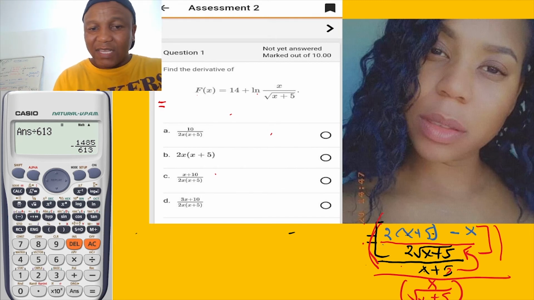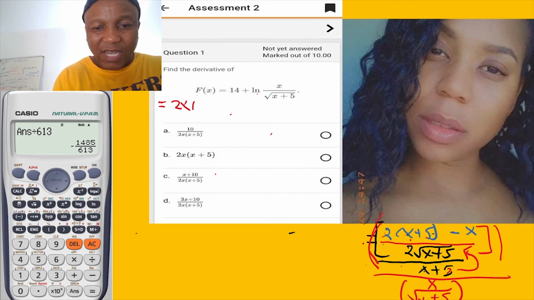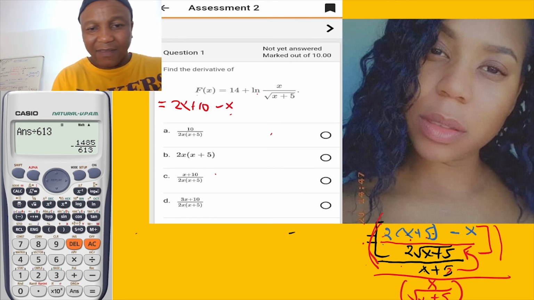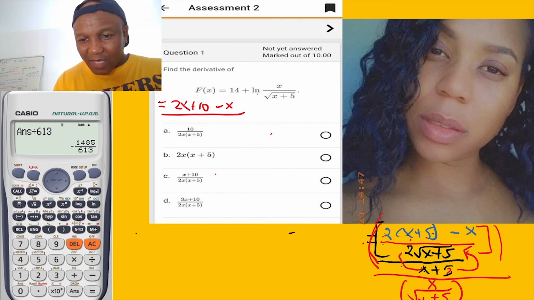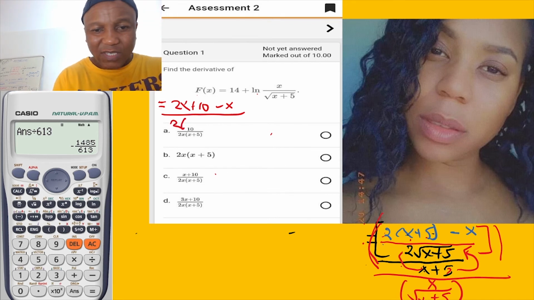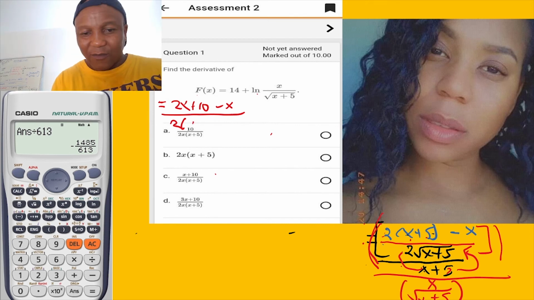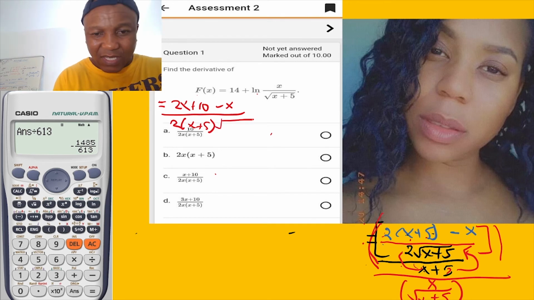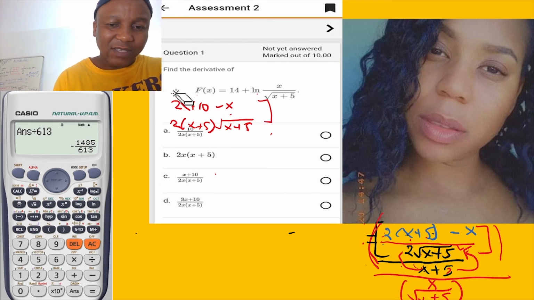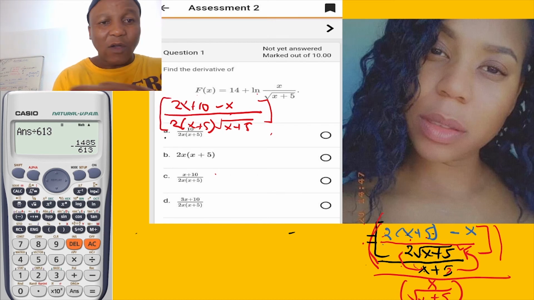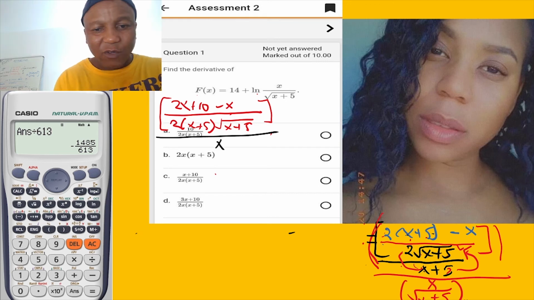And this one on top, I can say we got 2x, and this is going to be 10 minus x, over these monsters that are going to come here. So we're going to say we got 2, and we got x plus 5, because it just came here, and then we still have our root, which is x plus 5. See, now it's getting little by little. Okay, I don't need this equal sign. And then all this stuff here over what we have, which is x, and then the x plus 5.